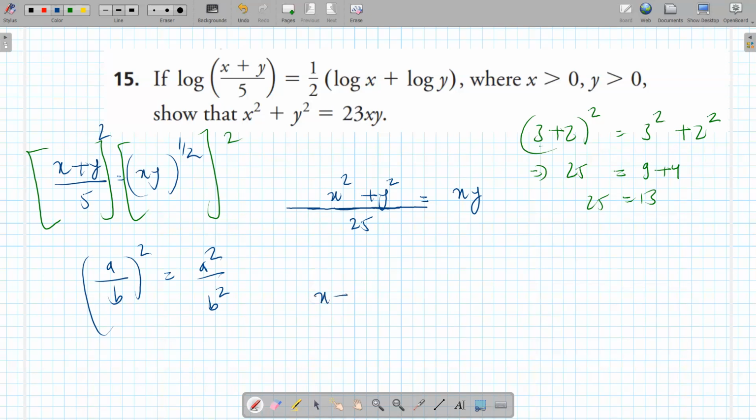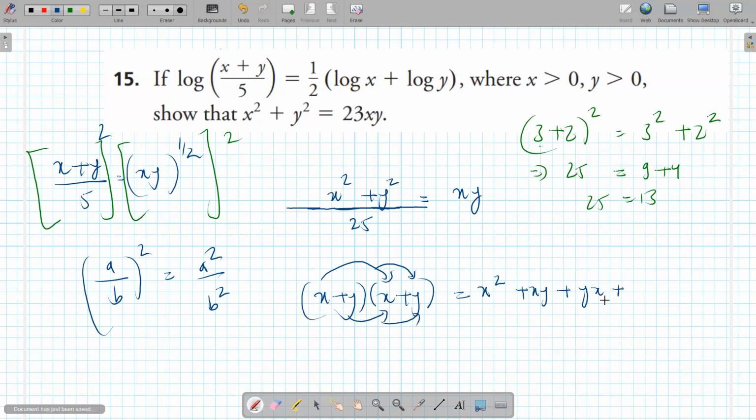Here, let me show you. (x + y) squared means (x + y) times (x + y). When you open this, you get x times x, x squared; x times y, xy; y times x, yx; and y times y, y squared. These two are like terms. You'll get x squared plus 2xy plus y squared.